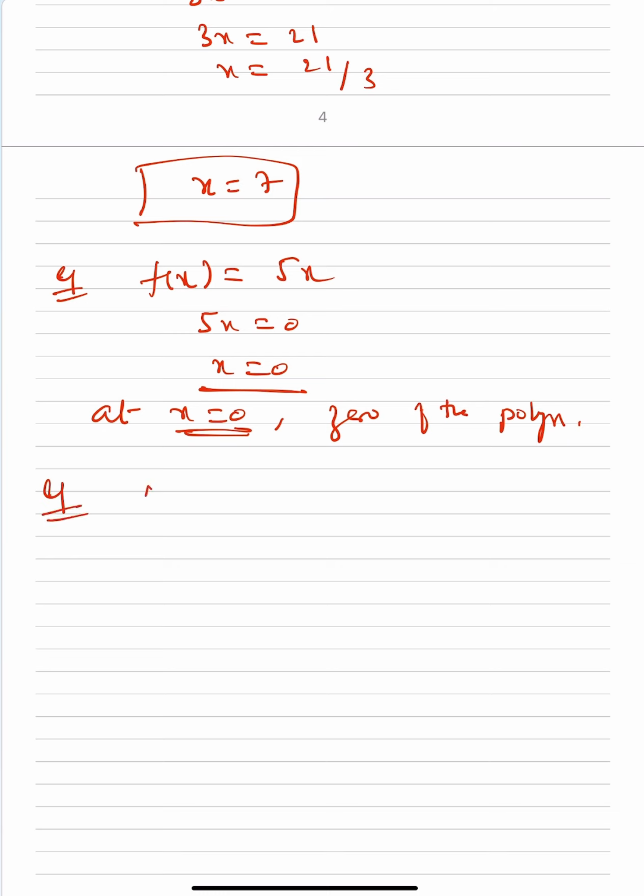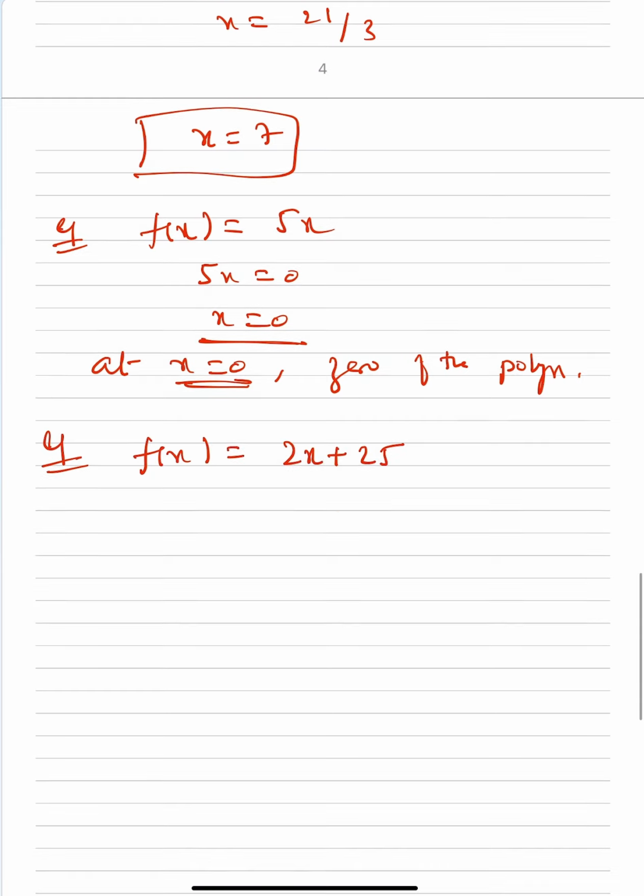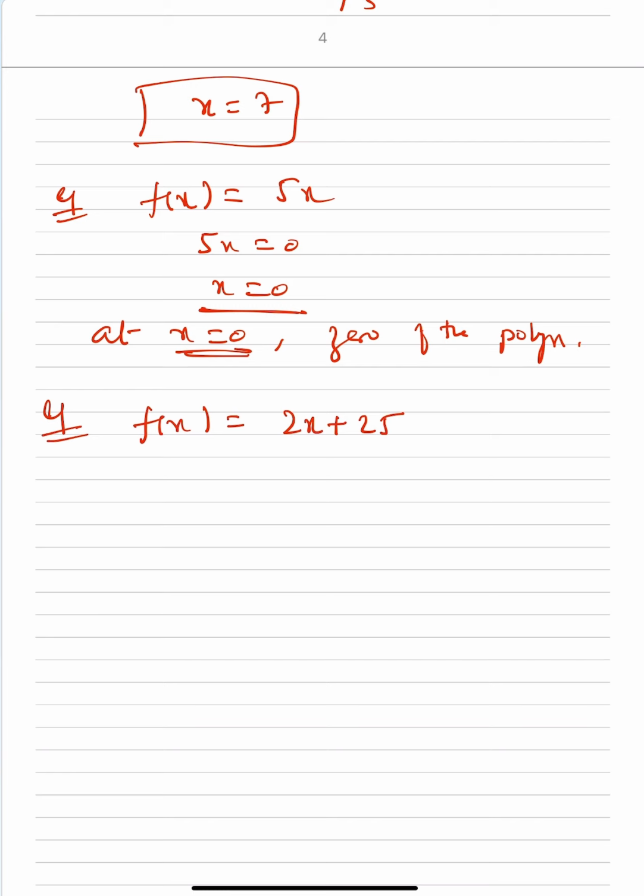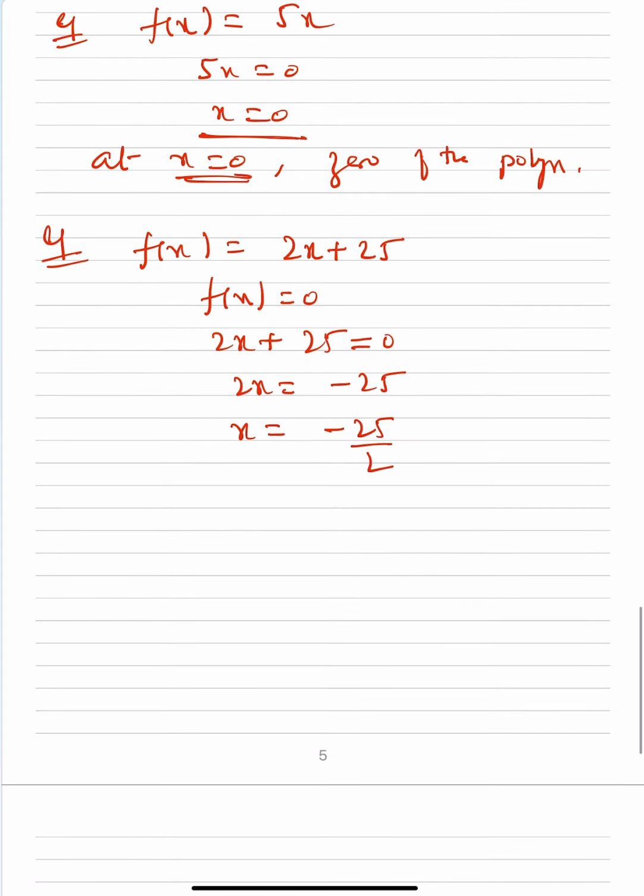Same thing, if I give you f of x is equal to 2x plus 25. Find the zero of the polynomial, if I say. Then what will we do? First of all, we will write f of x is equal to 0. So 2x plus 25 is equal to 0. 2x is equal to minus 25. x is equal to minus 25 by 2. So I will write that therefore minus 25 by 2 is a zero of the polynomial 2x plus 25.